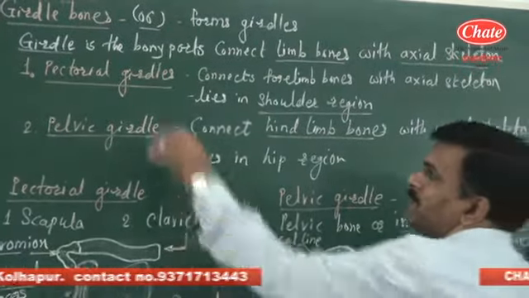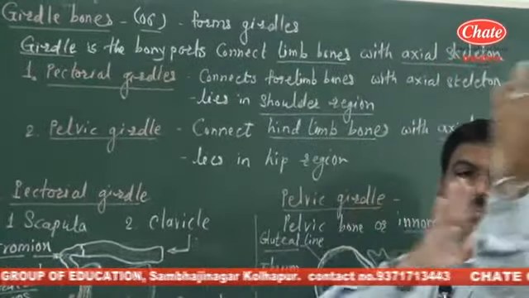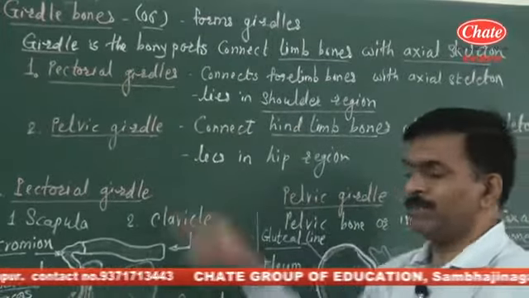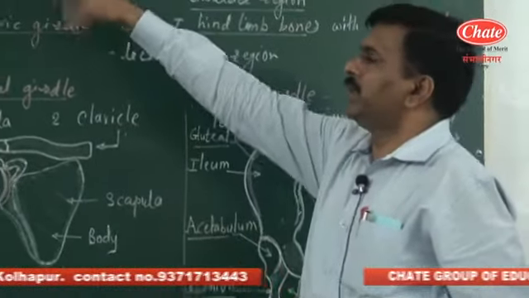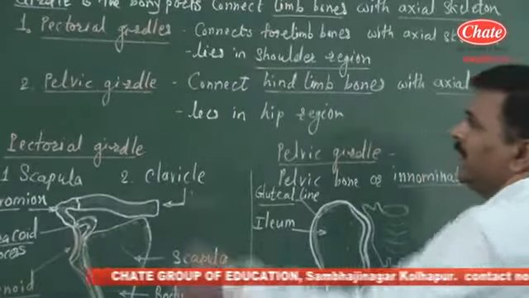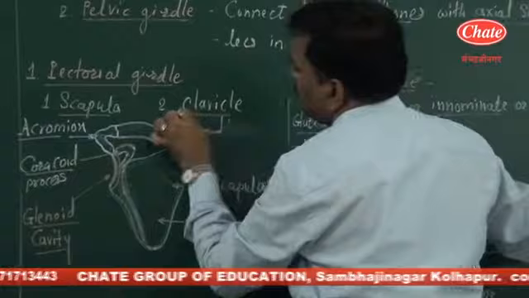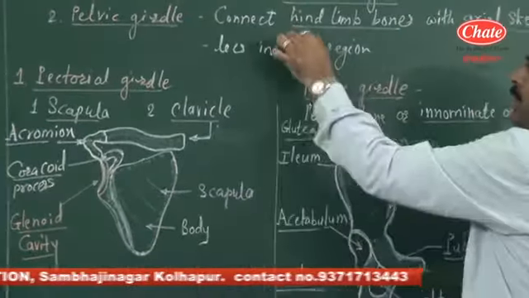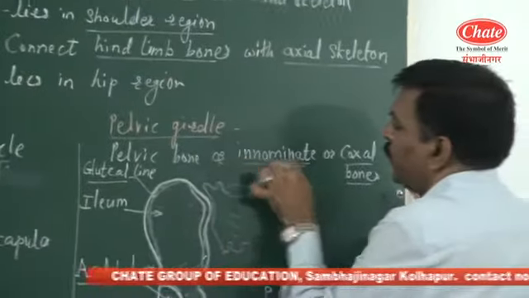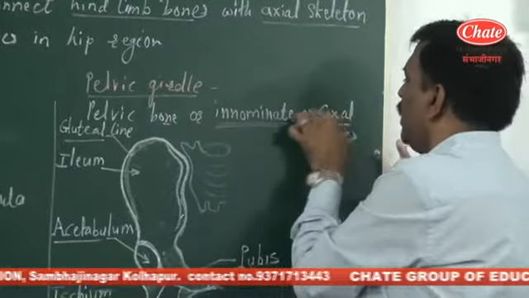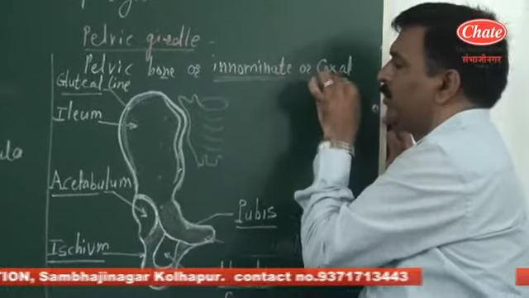There are 2 types of girdles, the pectoral girdle and the pelvic girdle. The pectoral girdle, present in the shoulder region, connects the forelimb bones with the axial skeleton, while the pelvic girdle, present in the hip region, connects the hind limb bones with the axial skeleton. The pectoral girdle is made up of 2 bones, scapula and clavicle, while the pelvic girdle is made up of 2 innominate bones, also termed pelvic bones or coxal bones.